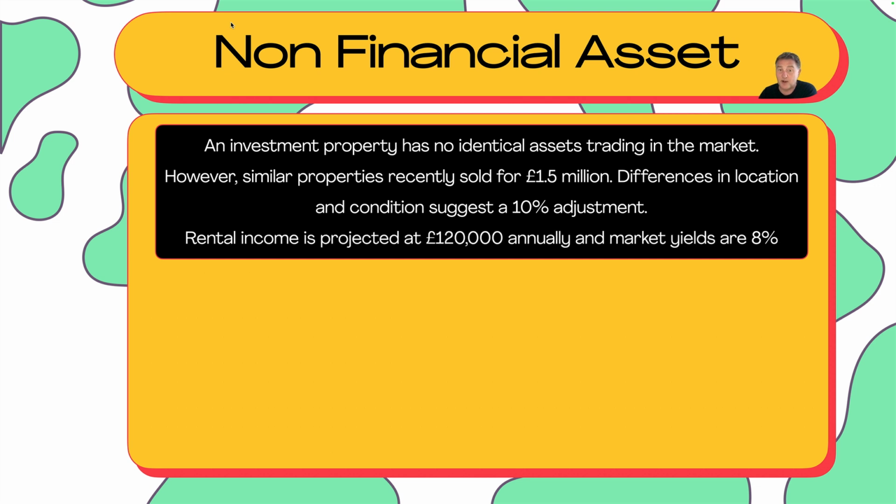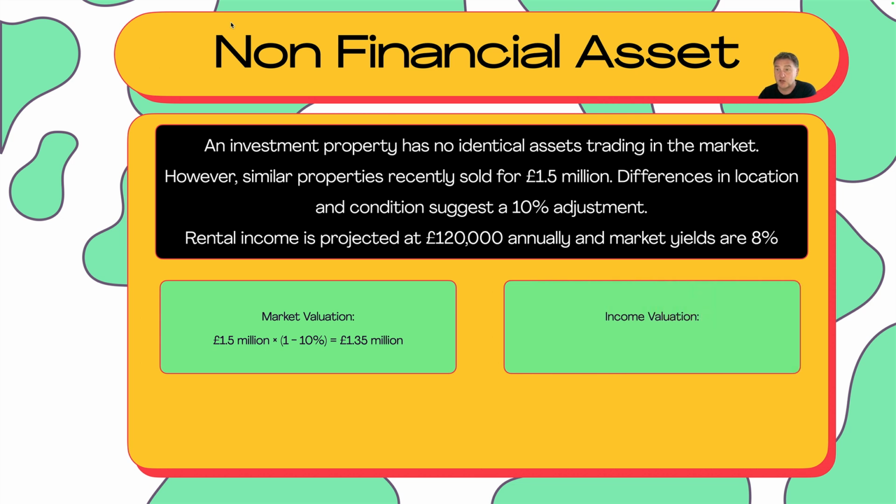And it says, oh, and by the way, you can get rental income of 120,000 a year and the market yields are 8%. So you say, right, well, there's a market valuation I can do, a market approach, which would give me 1.5 million times 90%, which is 1.35 million. Or I could use an income valuation. What income will this item bring me in? And it'll bring me in 120,000 every year, what we call an annuity. To work out the value of the annuity, divide it by its discount rate, which in this case is 8%. So that will get you to 1.5 million.